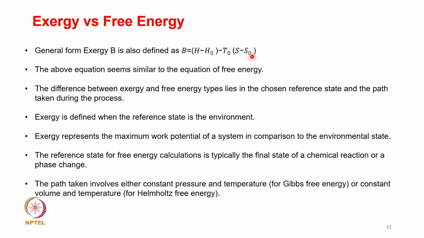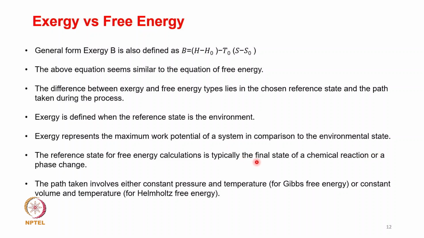We can also compute exergy as an expression like this: B, which is H minus H naught minus T naught into S minus S naught. This expression is very similar to free energy, but the difference between exergy and free energy lies in the chosen reference state and the path during the process. Exergy is defined when the reference state is the environment. That's why exergy represents the maximum work potential of a system in comparison with the environmental state.